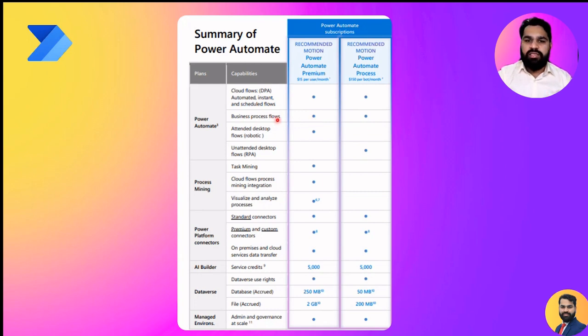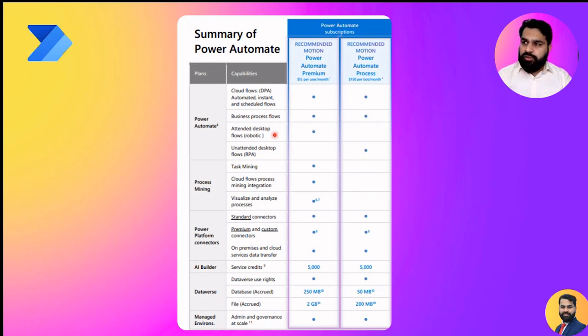Business process flows are generally used in the model driven applications, right? And then attended desktop flows. Desktop flow is basically an RPA capability provided by Microsoft, which is created using Power Automate Desktop, right? When any attended desktop flow is created, it generally helps us to do desktop scraping, web scraping, right?